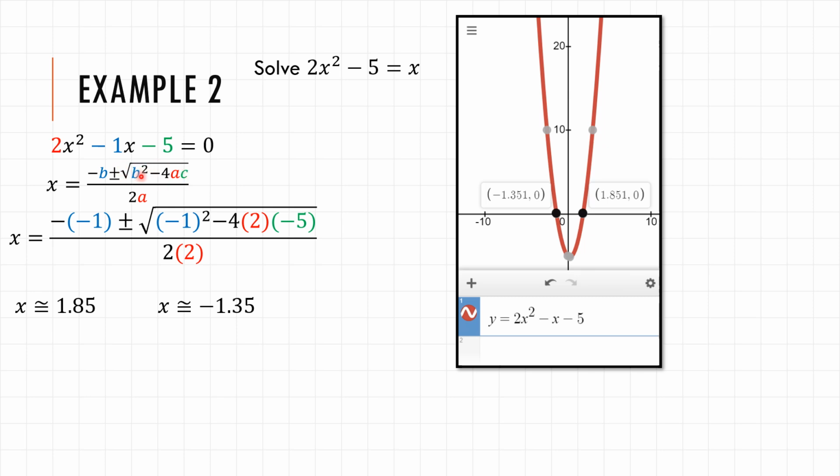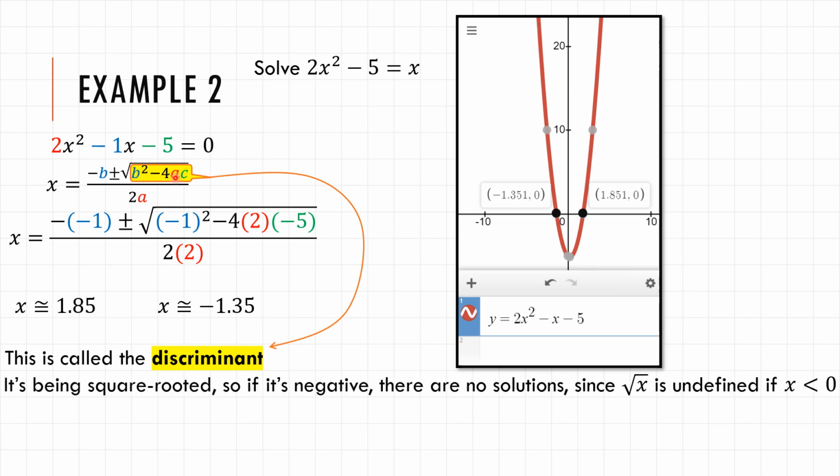This expression in here, b squared minus 4ac, is special. It's called the discriminant. This number is being square rooted. So if this number ends up being a negative number, well, we can't square root a negative. The square root of x is not defined. We have no definition for it if that value of x is less than 0, if it's negative. So it actually might have no solutions at all.